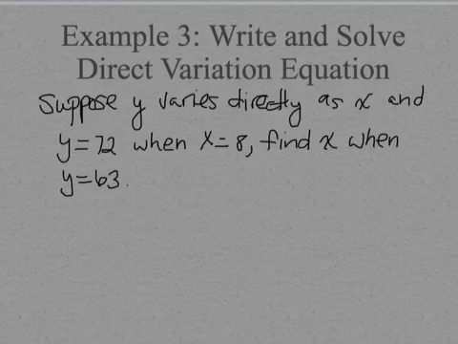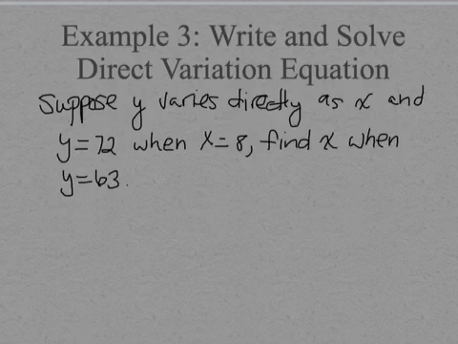Okay, so here's our third example. We're going to write and solve a direct variation equation. Sorry for the sloppiness here, but I think you guys can read with me. It says, suppose y varies directly as x, and y equals 72 when x equals 8, find x when y is 63.